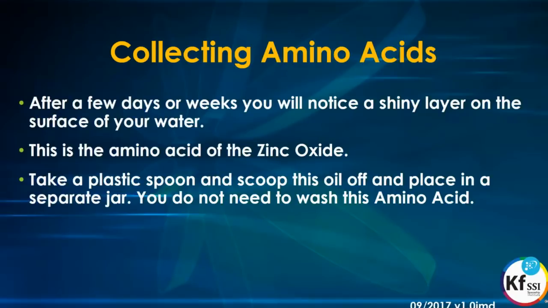So when you're making your zinc GANs, you're also going to be producing the amino acids. After a week or two, that'll be the shiny layer that forms on the surface of your water. This is the amino acid with the zinc oxide connection, and you want to collect this as well. Take your spoon, scoop this off and place it in a separate jar. You don't wash this, but just label it, because it comes into play when we start using the different GANs, particularly in health applications. So we need to know what we've collected.